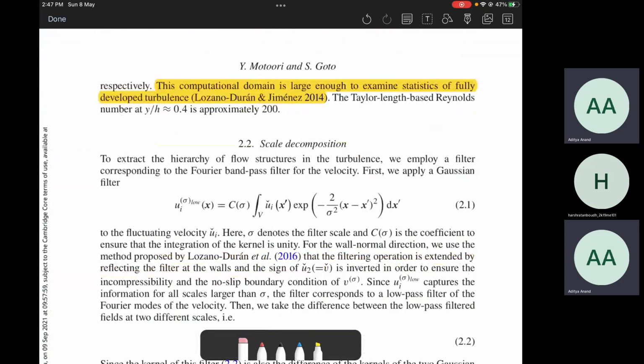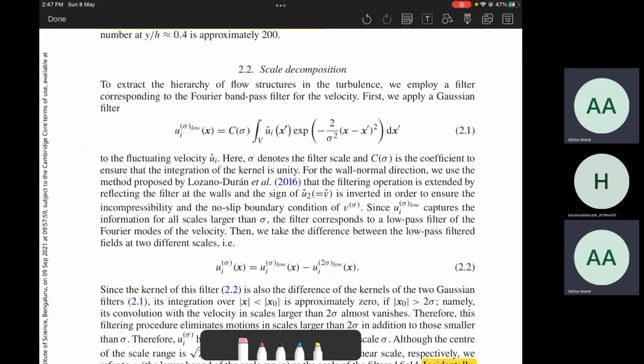So this is basically a Gaussian filter being applied on you. Okay, so you have your velocity field, and then you apply a Gaussian filter of some scale sigma, and this is a convolution integral here, x minus x prime, integrated with x prime, and this also is x prime. So this filter is similar to what I had shown you earlier when I talked about LES, if you remember.